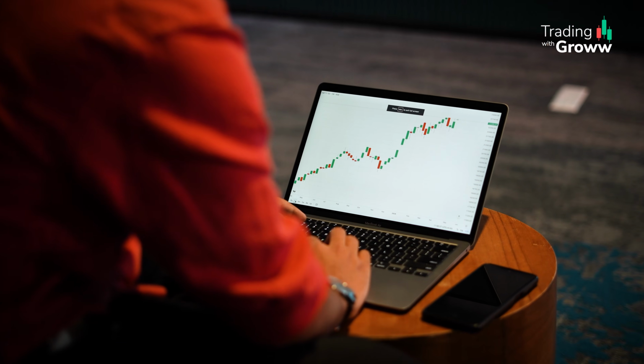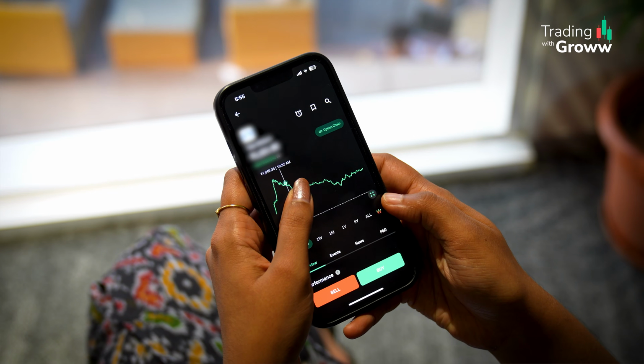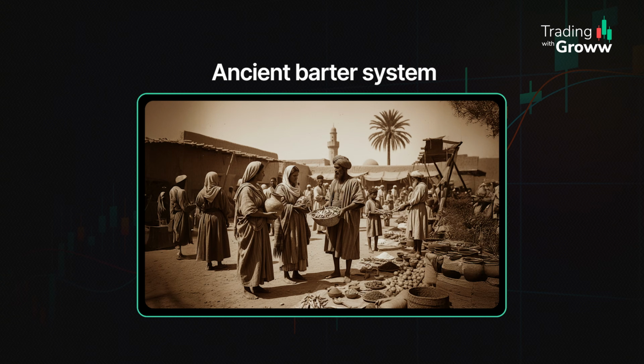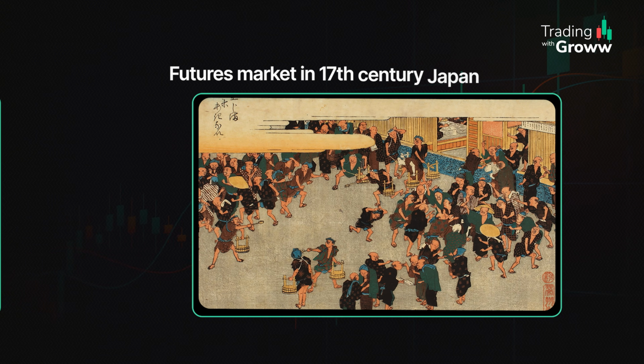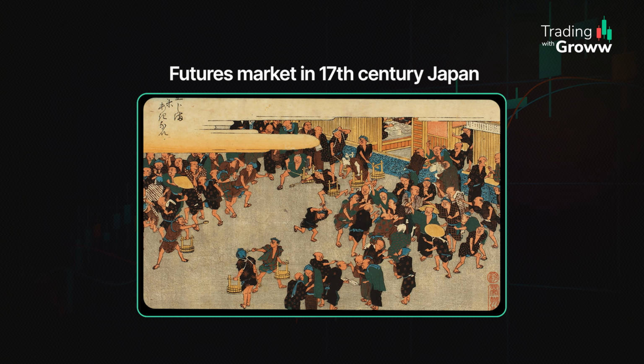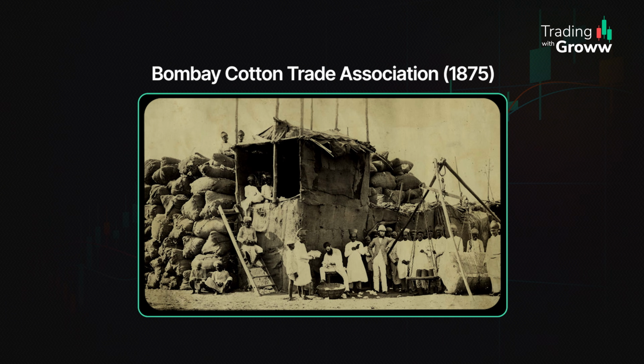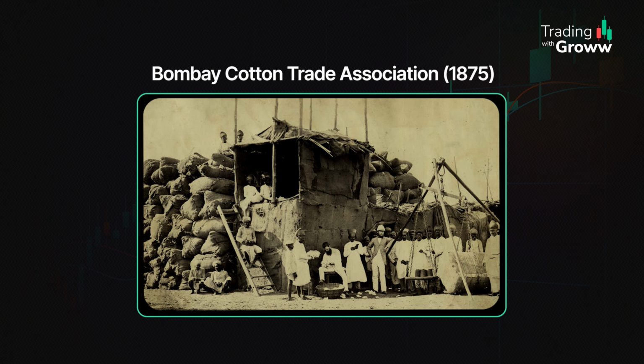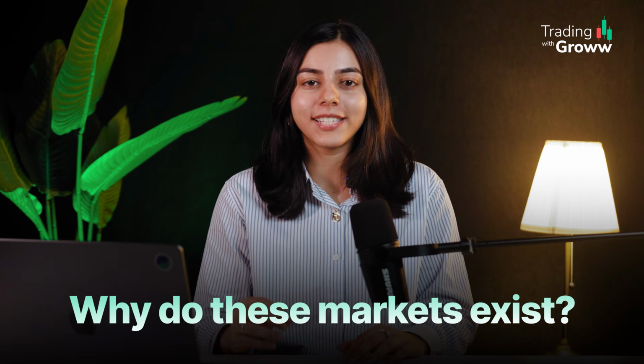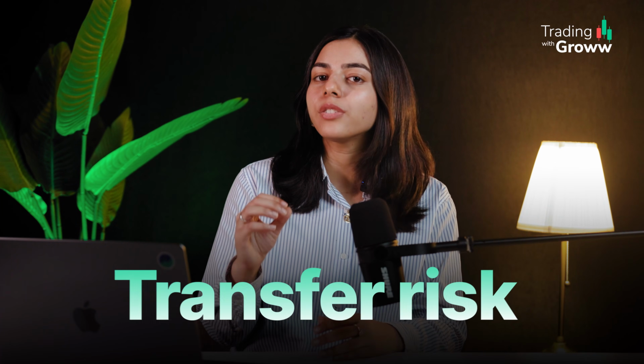And this isn't some new age asset, it's the foundation of all finance. We're talking about an asset class that goes from ancient barter to the first ever organized futures market in 17th century Japan, and to our very own Bombay Cotton Trade Association founded right here in 1875. But why do these markets even exist? At their core, they serve one primary function: to transfer risk.